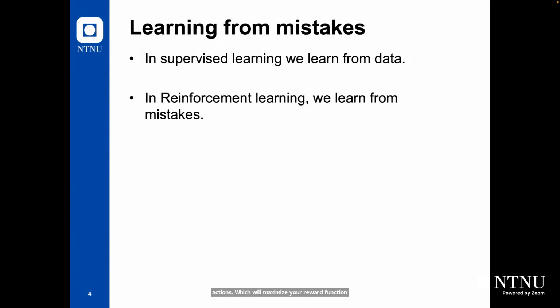So in supervised learning, we learn from data. Data is very important. And in unsupervised learning, we are also learning from data, in fact, but we don't have labels. But in reinforcement learning, we are learning from our mistakes. This intelligent agent will make some mistakes, and when it makes a mistake, it will get a negative reward, -1, for example. And when the action is correct, it will get +1. So it's according to the reward function. It will try to avoid actions which minimize your reward function, and it will try to select actions which will maximize your reward function.